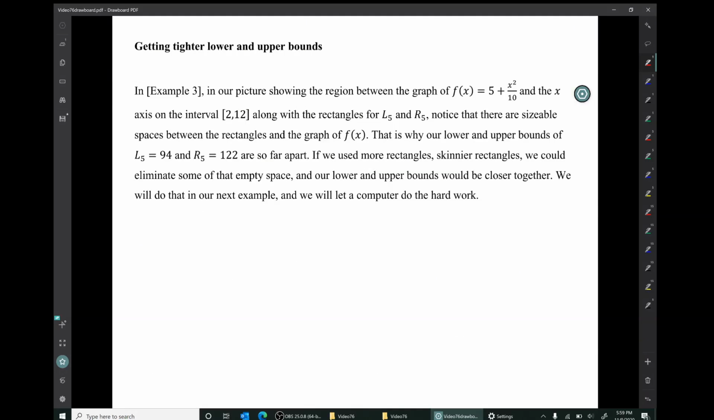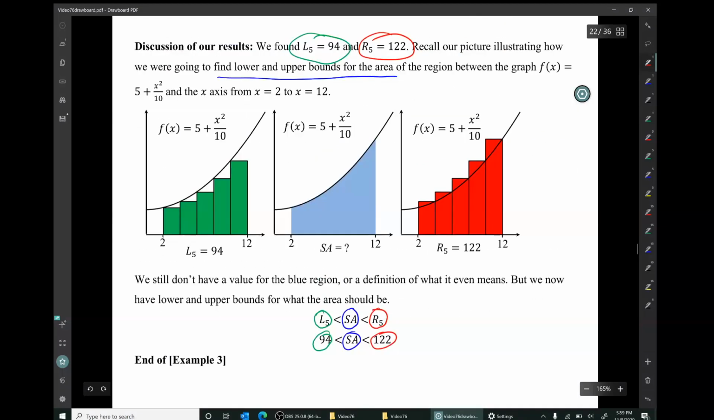Now I want to talk about getting tighter lower and upper bounds. In example 3, in our picture showing the region between the graph of this function and the x-axis on the interval 2 to 12, along with the rectangles for L5 and R5. Let's go back and look at that picture. This picture.